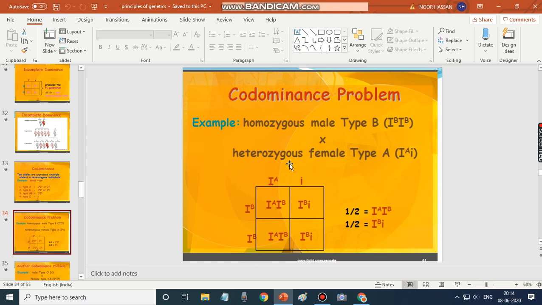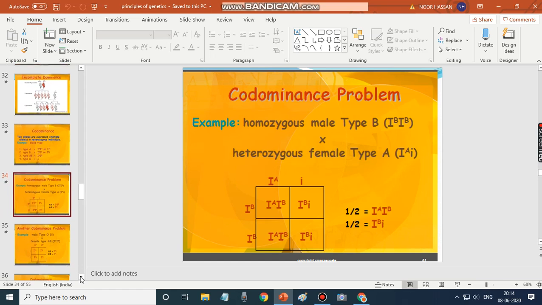So these are the gametes produced by this male and female, and these are the offspring. Half of the individuals are AB and half are B. Capital IA capital IB refers to blood group AB, and capital IB small i O refers to B. So half of the individuals belong to AB group and the other half belong to B group. This is how codominance is reflected.